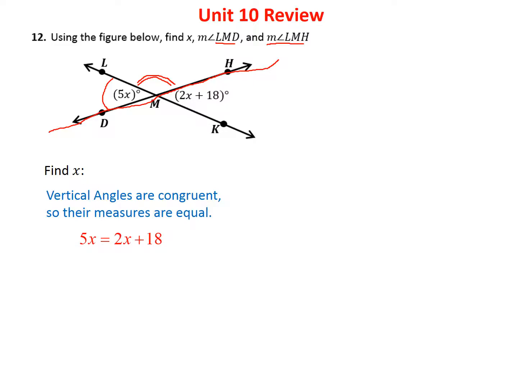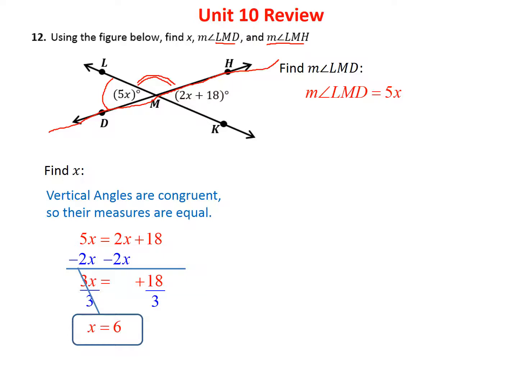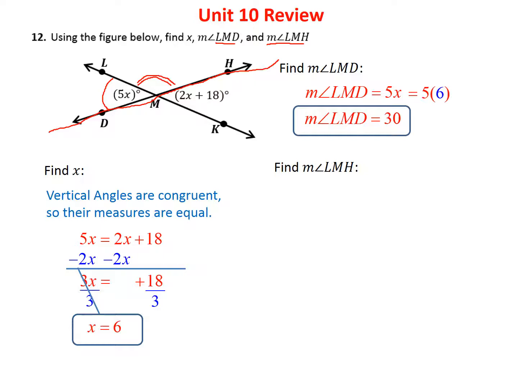Because these vertical angles are congruent, I can state that 5x equals 2x plus 18. I have a two-step equation. So we're going to subtract 2x from both sides, get the variables on one side, and now undo 3 times x by dividing by 3, and I find that x is 6. With that information, now I can find the measure of LMD, because LMD is 5x, so 5 times 6 is 30 degrees. So we've completed the first part. We found the measure of LMD.